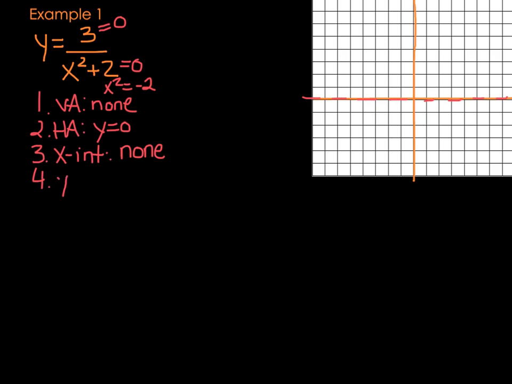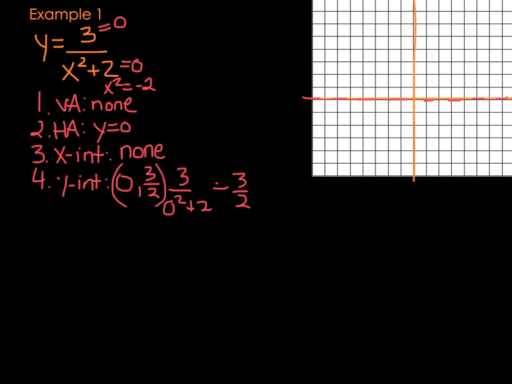Fourth thing, y-intercepts. To find your y-intercept, you plug a 0 in for x. So if I had 3 divided by 0 squared plus 2, I would get 3 halves. So when x is 0, y is 3 halves.